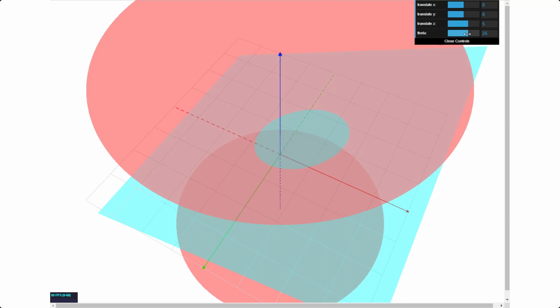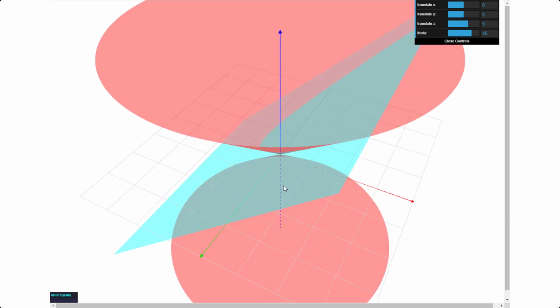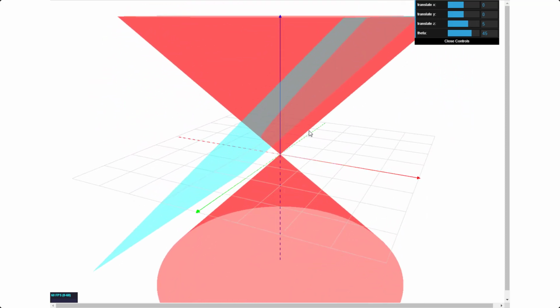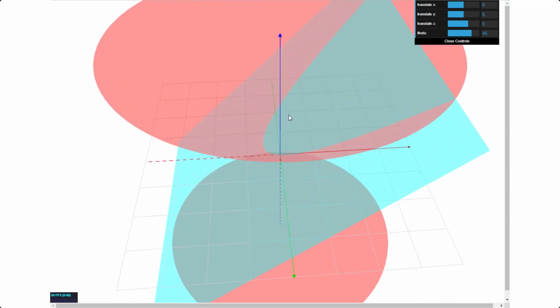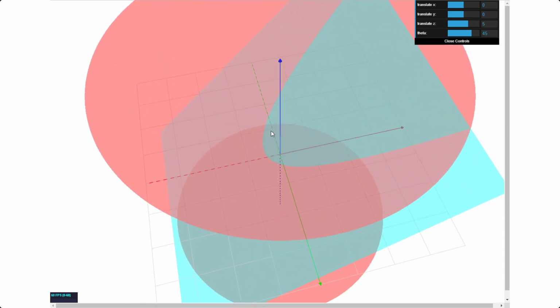All right, now let me continue changing the angle measure and change it to 45 degrees. And this only happens at 45 degrees because that matches the angle of the side edge of this particular cone, which happens to be 45 degrees. But I think it's pretty easy to see the intersection now is a parabola. So now we've gotten three of the four different conic sections based on changes to the positioning of this plane.